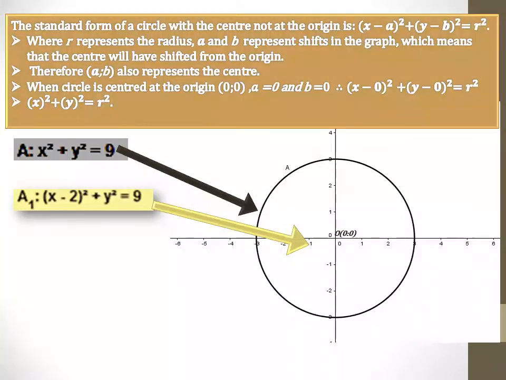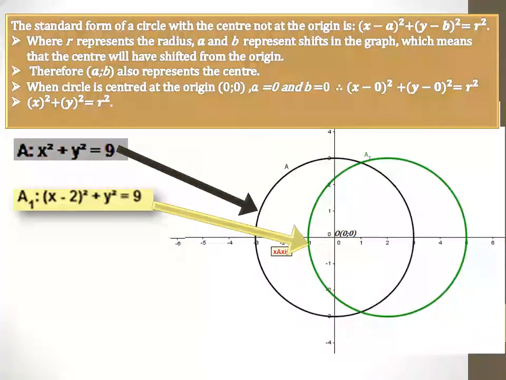Now let's look at the equation (x - 2)² + y² = 9. In this equation, your a equals 2 and your b equals 0. So let's see what happens to the graph. We want to check the transformation from the graph of x² + y² = 9. Now, here's the graph. The graph has shifted horizontally by 2 units, to the right, to the positive, and our a is also positive.